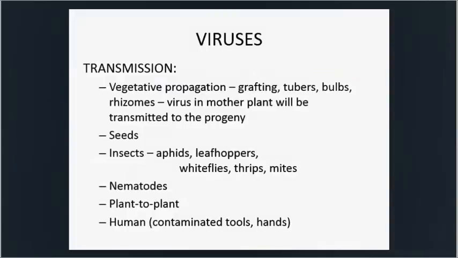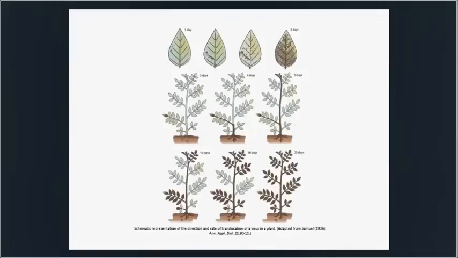Other viruses, as far as the transmission, it's vegetative propagation, rhizomes, tubers, any type of grafting. It can be in the mother plant. It will be transmitted to the baby plants. Seeds, insects, nematodes, plant to plant, and human contact. This is just an example of how a virus is spread.